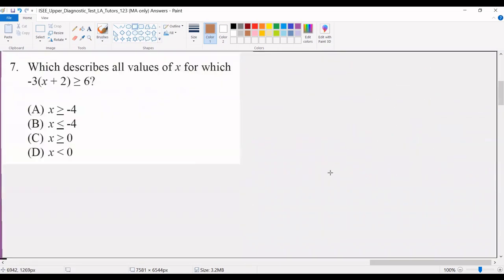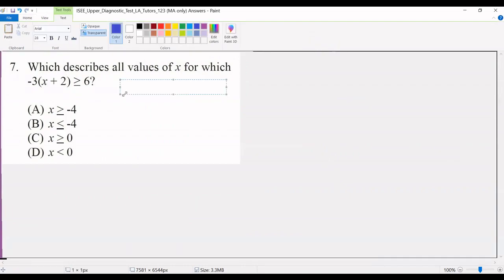Now continuing. Number 7. In number 7, we actually have 2 ways to think about this problem. We can either divide by -3 to both sides right away, or do distribution. So I'm going to first show this problem done using distribution. So this is our first method.